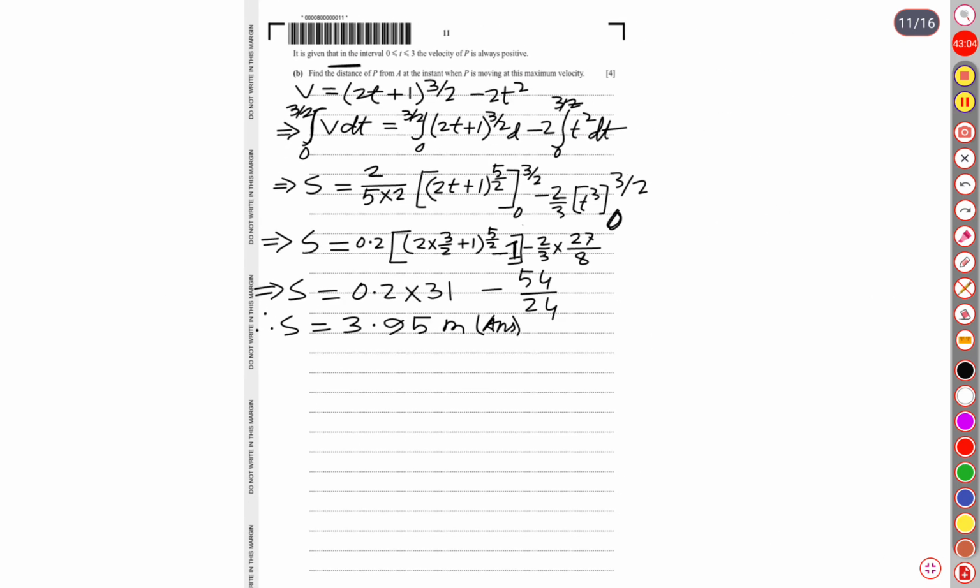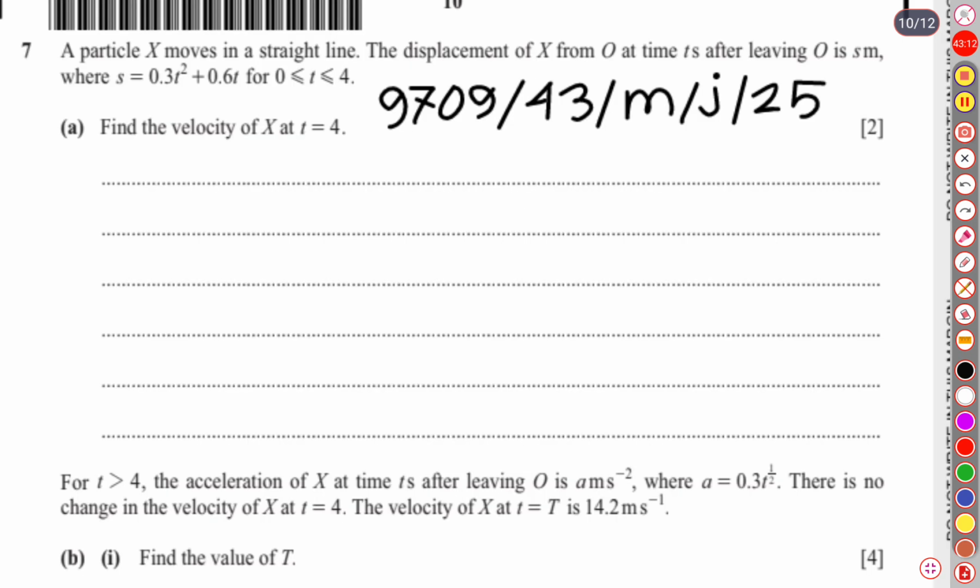Okay. Let's see what the next question says. So the next question belongs to paper 9709/43 for the session May June 25, and we are solving question number 7. It says a particle x moves in a straight line. The displacement of x from O at time t second after leaving O is s meter, where the expression of s is given, and they have told us to find the velocity, and we know if we find the derivative of displacement we get the velocity.